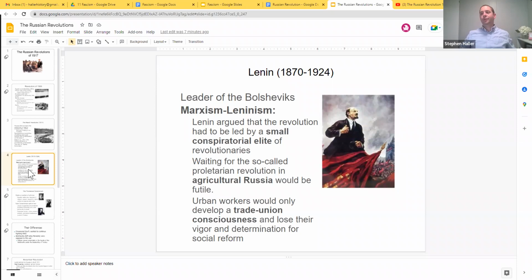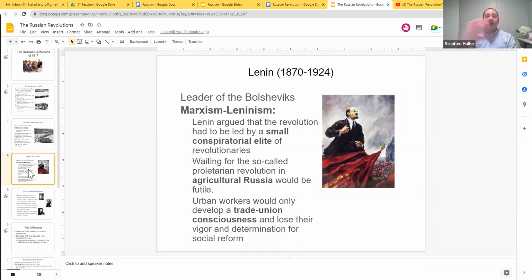He advocates for greater industrialization within the urban environments, land collectivization, and communal ownership of land out in the provinces, out in the agricultural areas. And again, he's really trying to focus a lot on removing the government, removing the state, and creating a communist country.